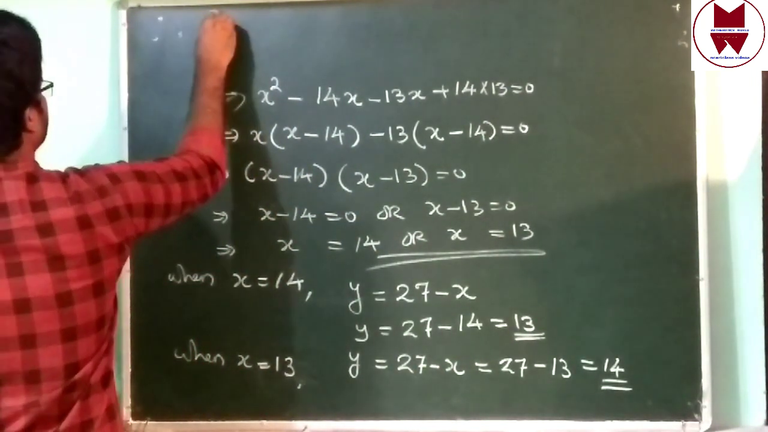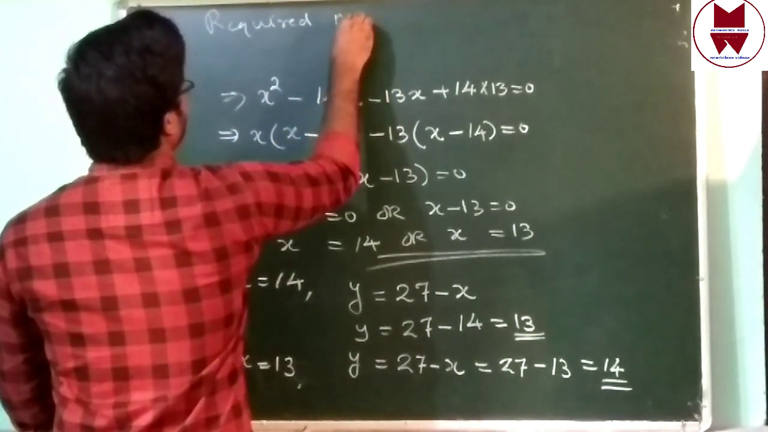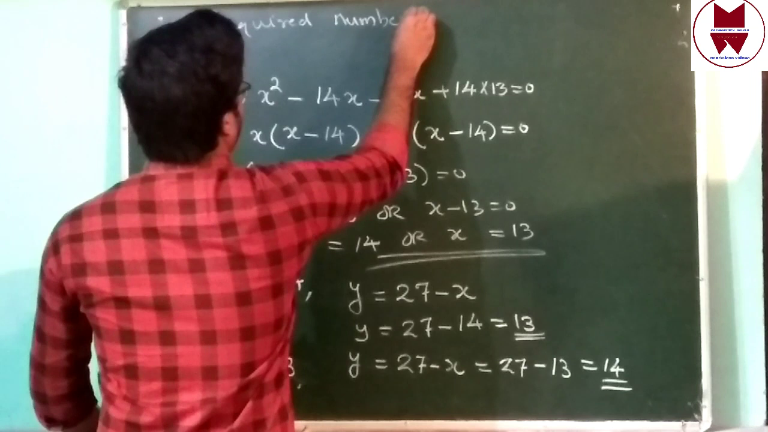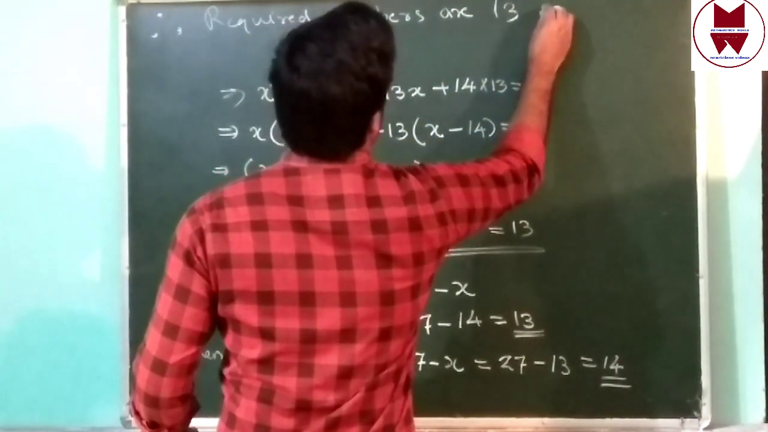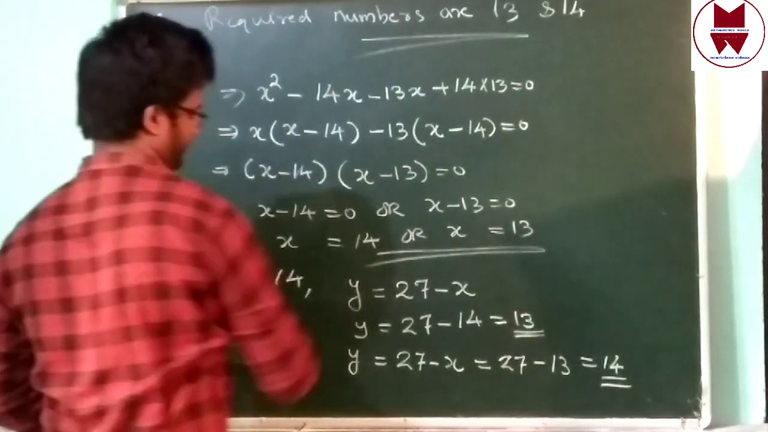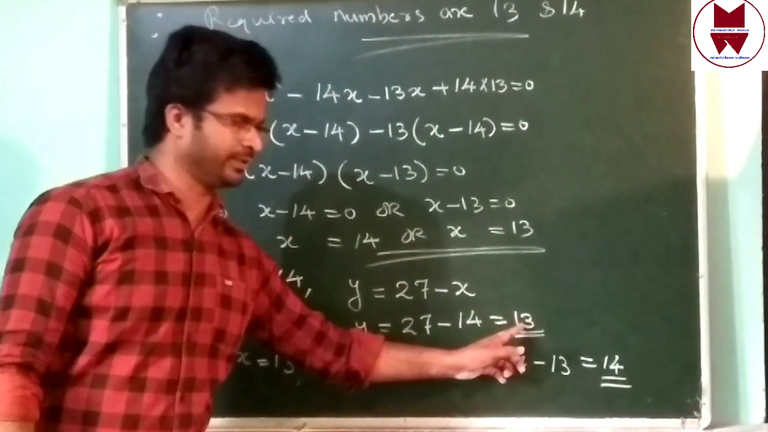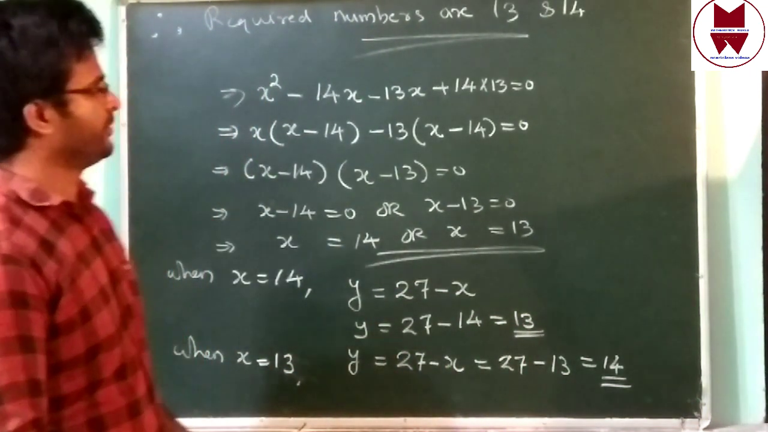Therefore, the required numbers are 14 and 14. When you take 14, you will get 13, isn't it? 13 means 14. Only we got two numbers, 13 and 14.